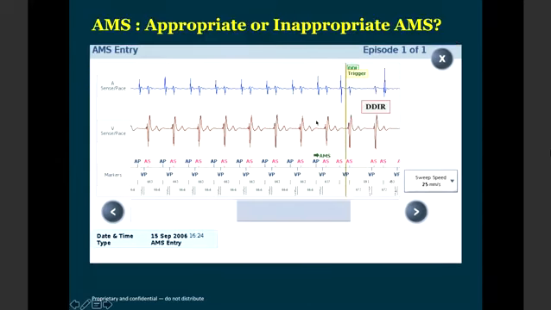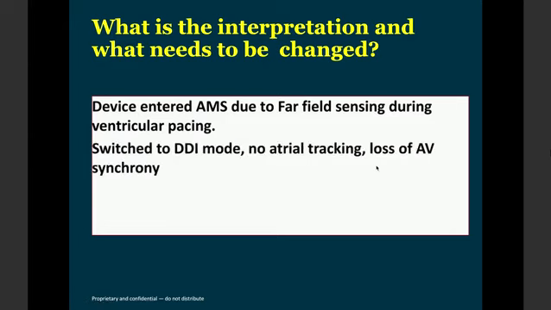So this is to show that a far field sensing of an R in the atrial channel can mode switch into a DDIR mode where there is no atrial tracking, and so this patient can get fatigued. And this can be programmed by increasing the post-ventricular atrial blanking period.